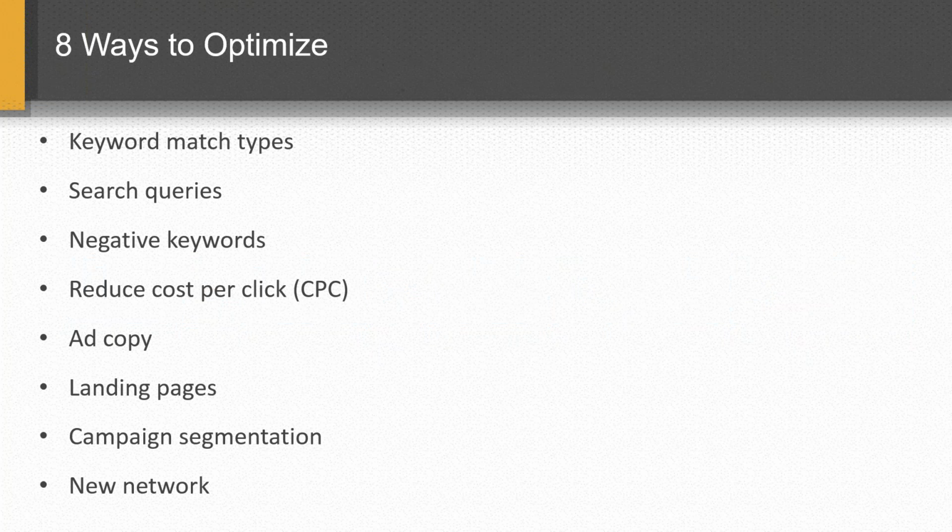Now we'll be going over 8 ways to optimize. So the 8 ways that we'll be covering today are keyword match types, search queries, negative keywords, reducing your cost per click, ad copy, landing pages, campaign segmentation, and a new network.